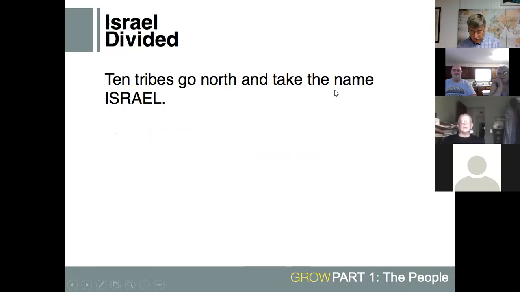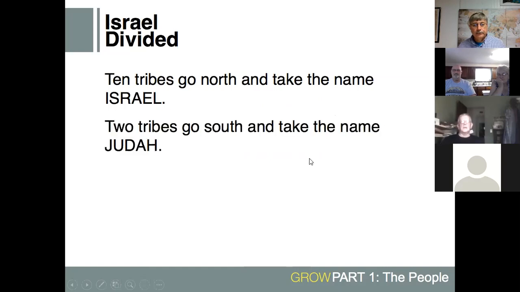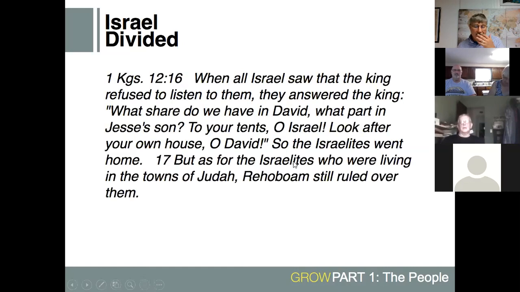So 10 of the tribes go north and they take the name Israel, and 2 of the tribes go south and take the name Judah. It doesn't turn out exactly the way that Rehoboam wanted. 1 Kings 12:16 says, when all Israel saw that the king refused to listen to them, they answered the king, what share do we have in David? What part in Jesse's son? To your tents, O Israel. Look after your own house, O David. So the Israelites went home. But as for the Israelites who were living in the towns of Judah, Rehoboam still ruled over them.